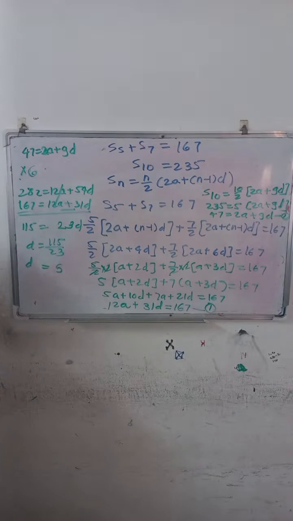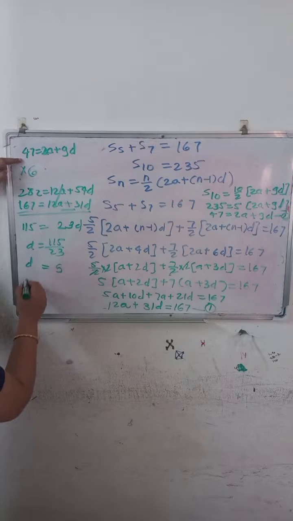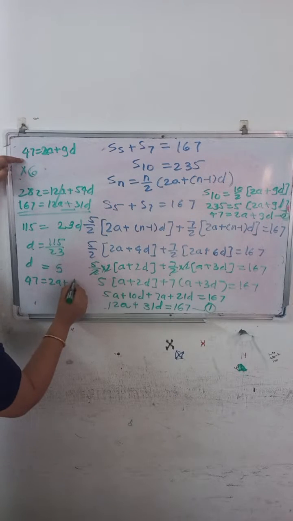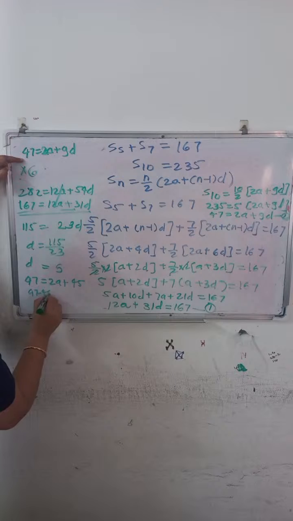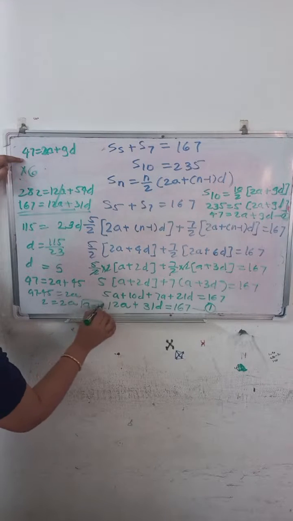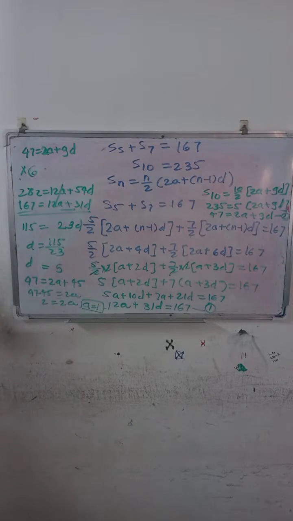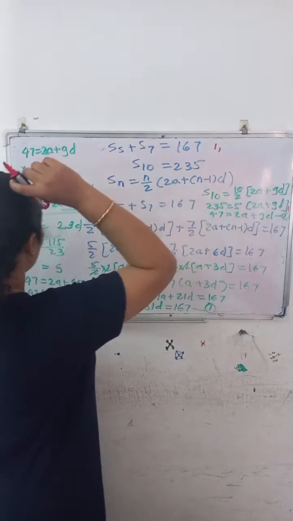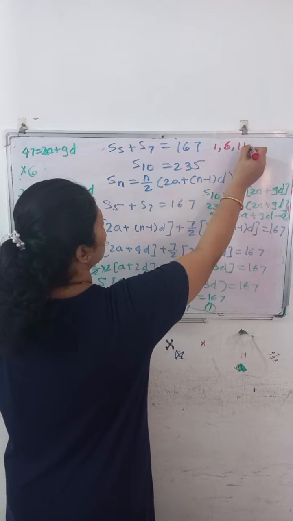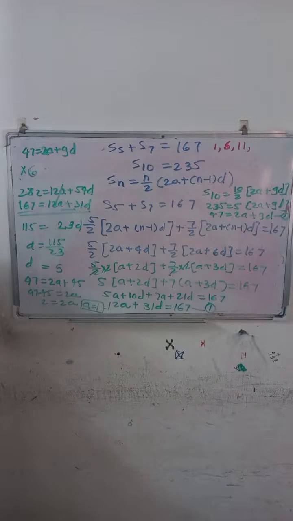Once you get D, then substitute this D in any one of the equations to get the value of A. So 47 is equal to 2A plus 45. So 47 minus 45 is equal to 2A. So 47 minus 45 is 2, equal to 2A. So A I am getting 1. So A is 1 only. So here the AP is nothing but what? 1, and common difference I got as 5. 1 plus 5 is 6, 6 plus 5 is again 11 and so on.